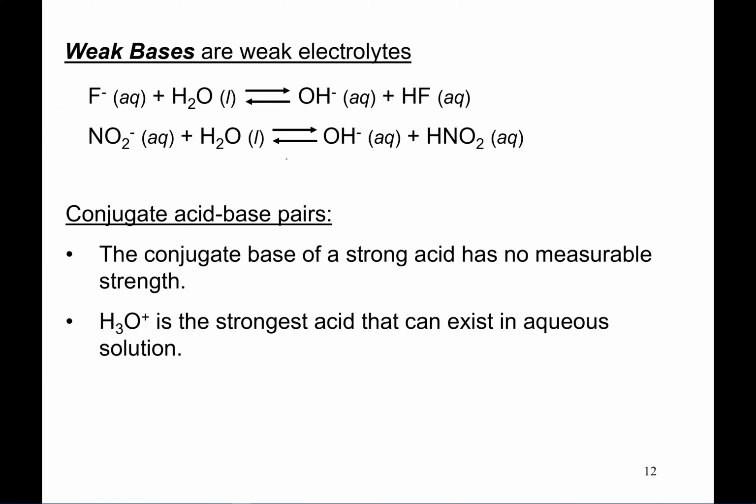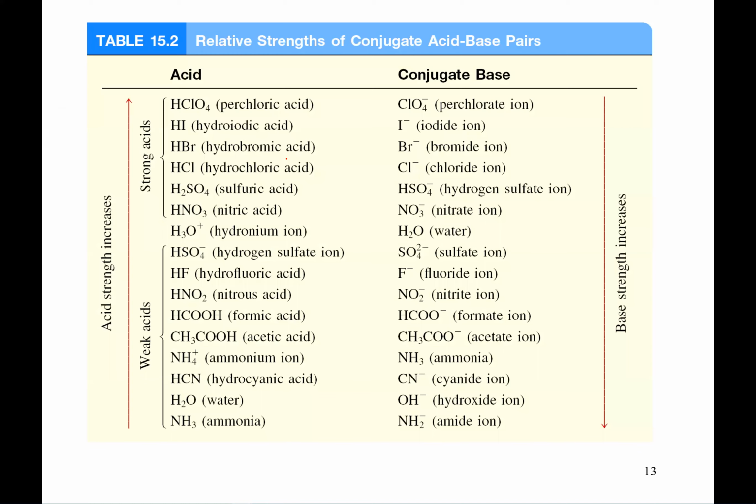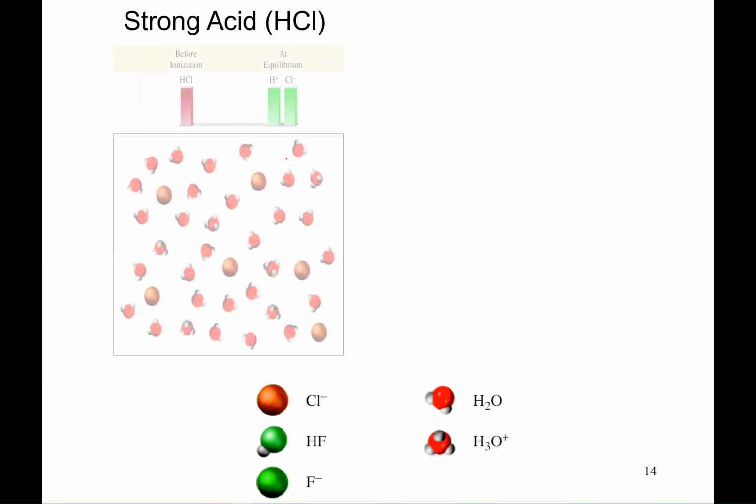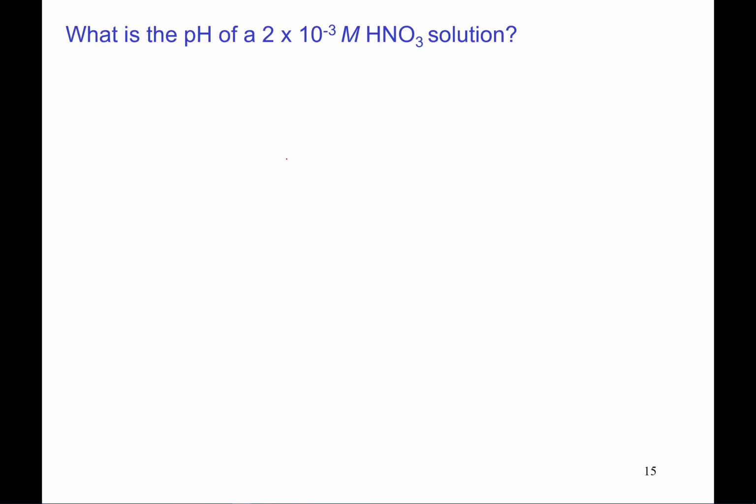H3O plus is the strongest acid that can exist in water. The OH minus is the strongest base that can exist in water also. So here are some relative strengths of various acids and conjugate bases. You'll get more out of reading the textbook to understand the whole sense of conjugates. Here are strong acids, different examples of those, and weak acids like that.